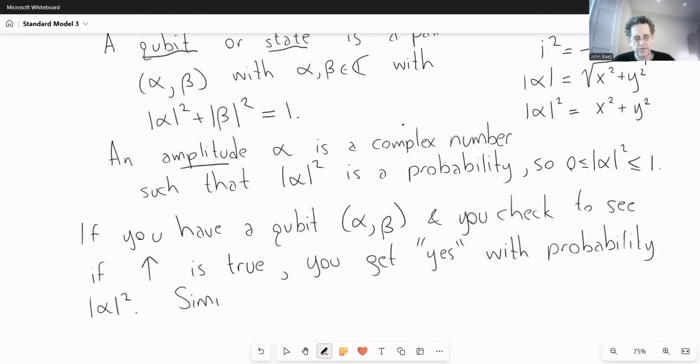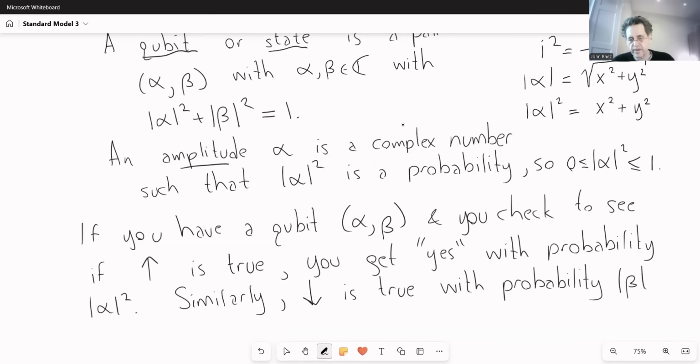And then, of course, the same thing is true for down. So similarly, down will turn out to be true. That is, you'll see the system in this second alternative state with probability equal to the absolute value of beta squared. And those two numbers, absolute value of alpha squared and absolute value of beta squared, sum to 1. So these are a coherent set of probabilities for a binary alternative.